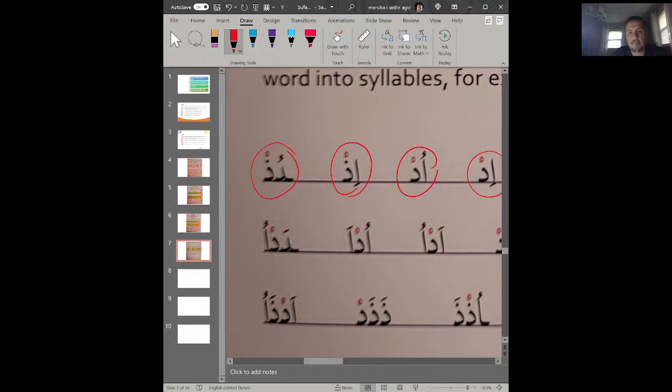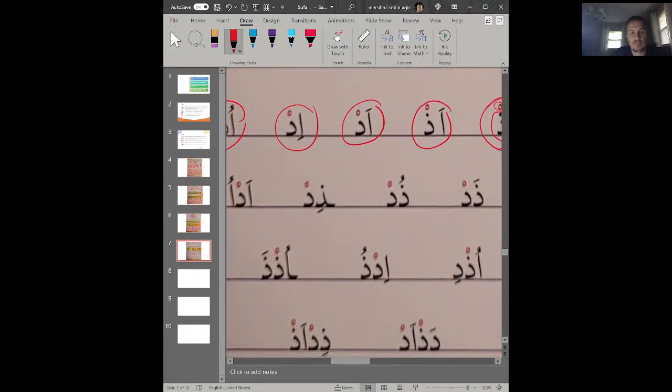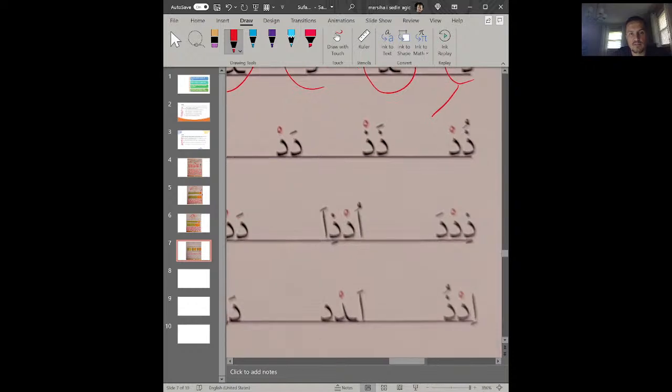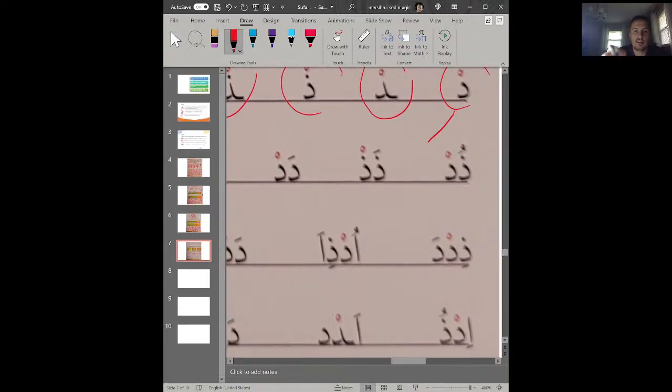Okay. Second line, go back, second line, make it bigger. So how do you say this one? This letter is not daal, it has a dot here, as you can see, and then Damma. So you say dhud. Sukoon is on the second letter, so you read first and second together. Don't say dhud, no, dhud together.